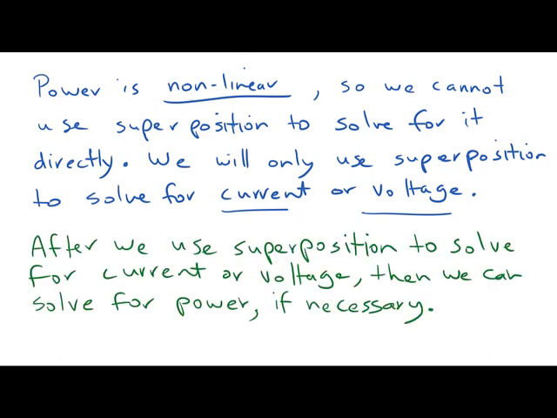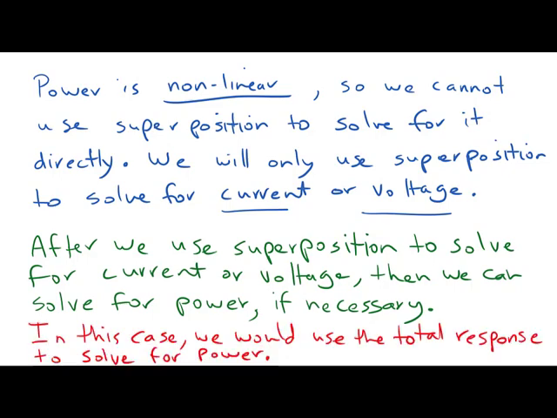So if we wanted to solve for the power using superposition, then after we use superposition to solve for the current or voltage, we can solve for the power if necessary. But in this case, we would use the total response to solve for the power. So that's after we complete our superposition analysis and find the current or voltage, and then we can calculate the power. Okay? That concludes the lecture on superposition, and I will give some examples applying it.